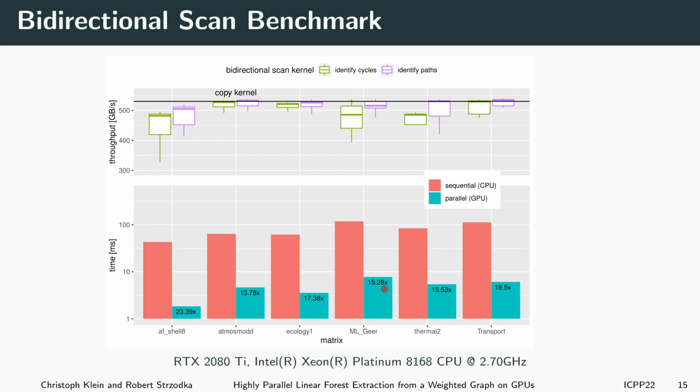In the lower part of the plot, we see on the x-axis again the same matrices from the SuiteSparse matrix collection. On the y-axis is the time in milliseconds, and we compare this GPU solution with the sequential CPU solution. The CPU solution has much less work, it only has to traverse the data once, but although the GPU algorithm does more work, it is much faster. Here in black we have the speedups varying from 23 to 13. So this solved our problem.